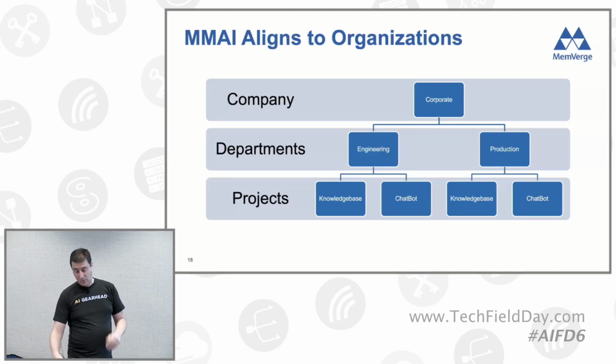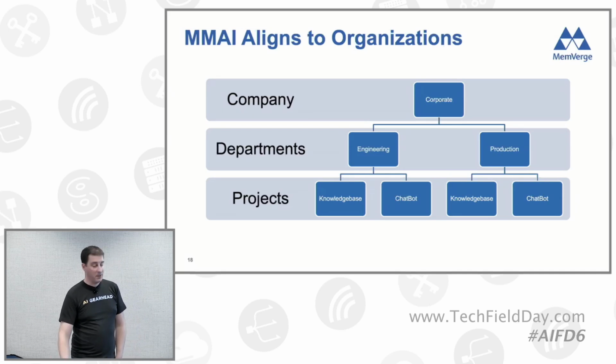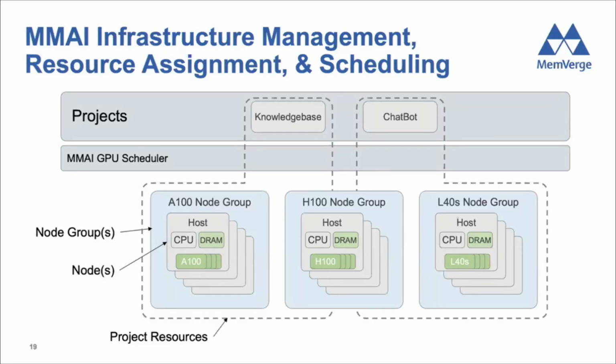In this example, each department, engineering and production, has a knowledge base and a chat bot, but it could be as many as you need. We don't have a fixed limit on the number of departments or projects. Drilling down one level further, the GPUs are technically owned and managed by the projects and departments. On this slide, I have my knowledge base and my chat bot, and what we call node groups. Let me explain that a little bit.